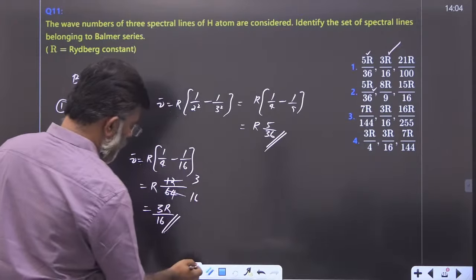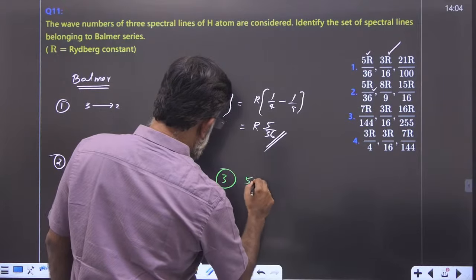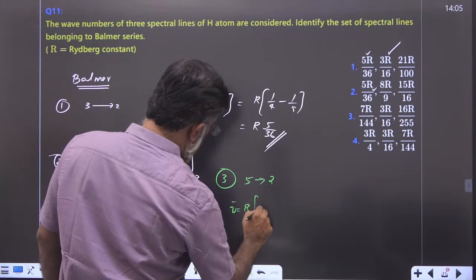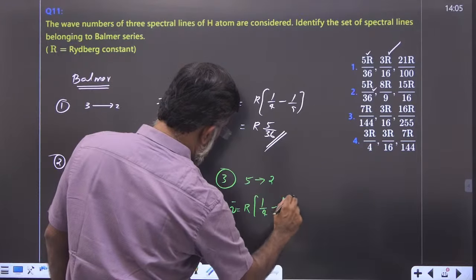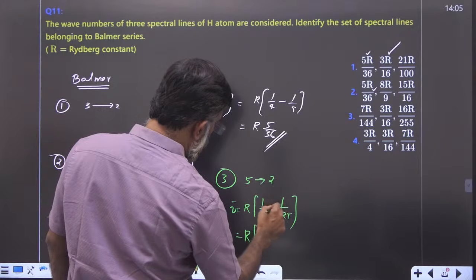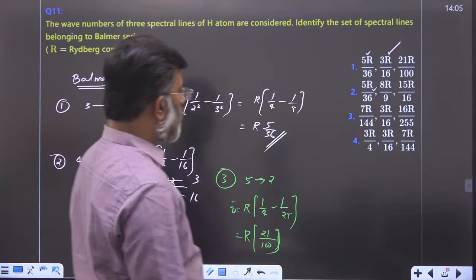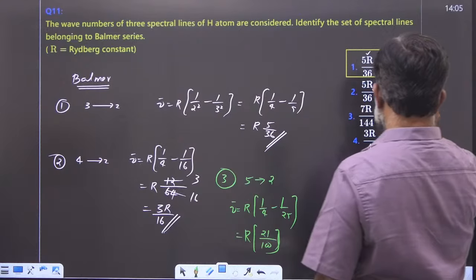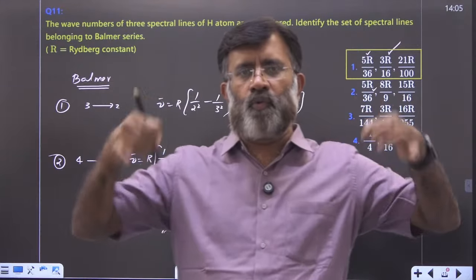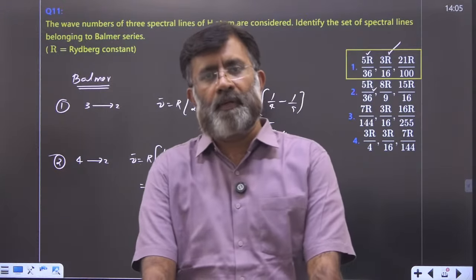എനിവേ, third line will be 5 to 2. So it is again new bar equal to R into 1 by 4 minus 1 by 25. So it is R into 25 minus 4, 21 by 100 എന്ന് വരും. So that is perfectly matching. The first choice is the correct answer. ബാൽമർ സീരീസിലെ ആദ്യത്തെ 3 ലൈൻ ചെക്ക് ചെയ്ത് കഴിഞ്ഞാൽ ആൻസറിലേക്ക് ലാൻഡ് ചെയ്യാൻ സാധിക്കുന്നുണ്ട്.